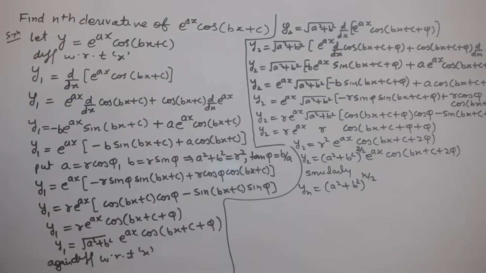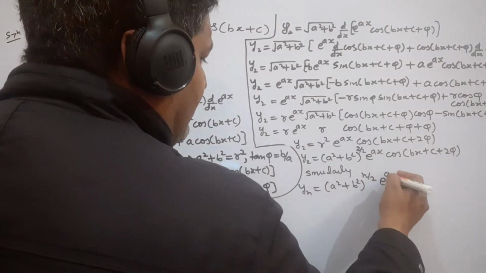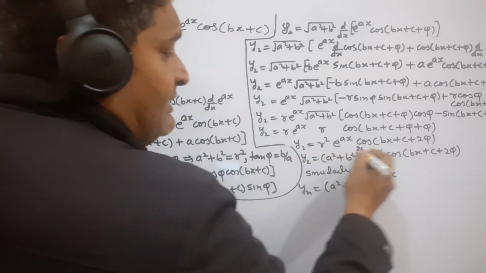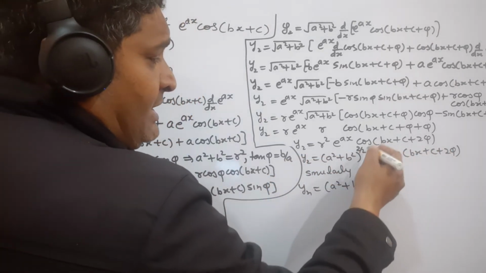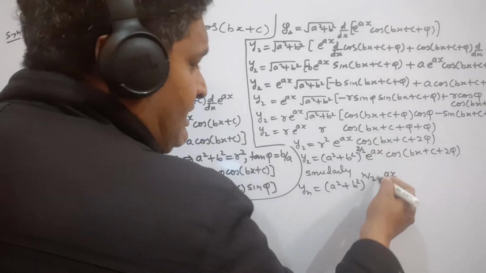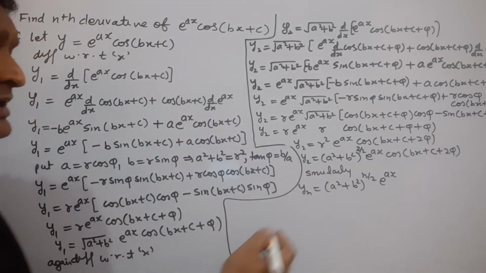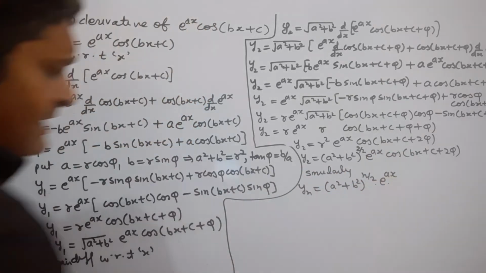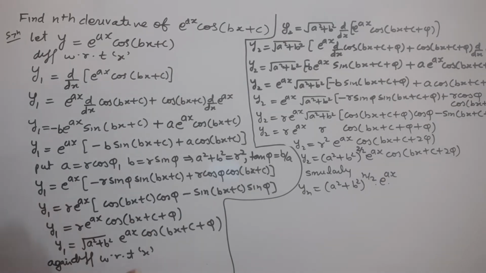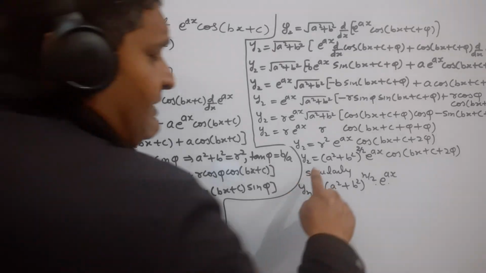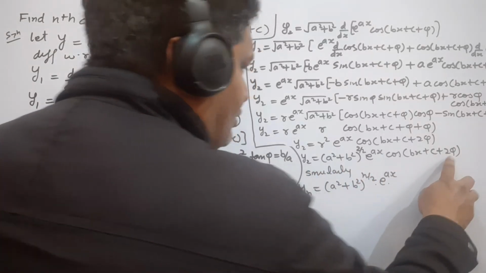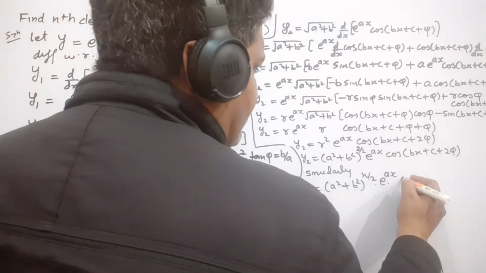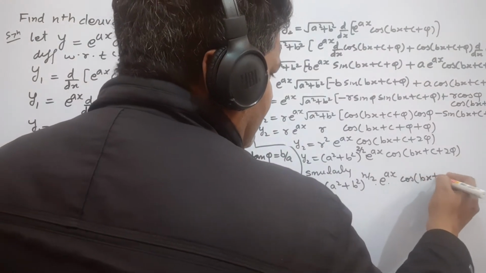And we know that on differentiation one time we get here e to the power ax. On differentiating two times, here also e to the power ax. Similarly, when we differentiate n times, here we get e to the power ax. Now we can see that when we differentiate one time, here we get 1 phi. When we differentiate two times, here we get 2 phi. So when we differentiate n times, we get here n phi.